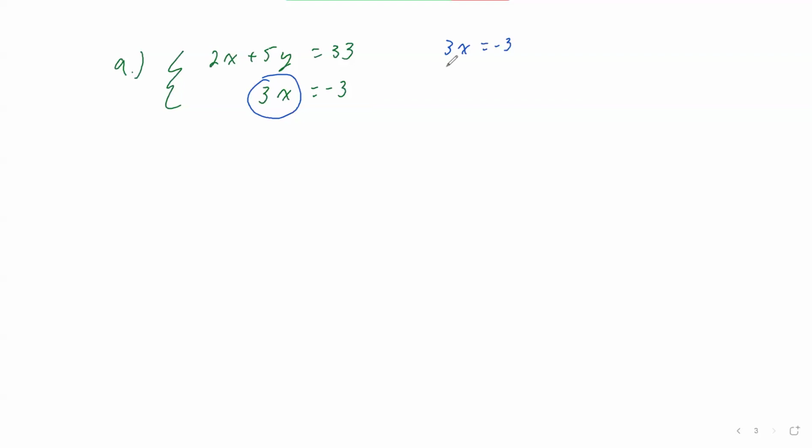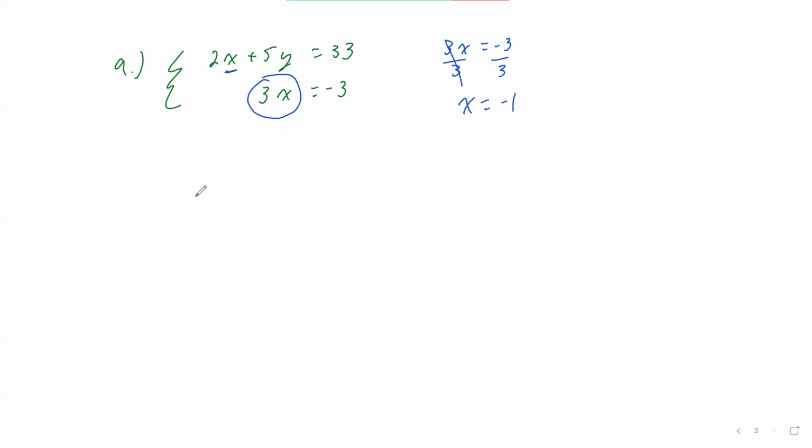Not number 9. No, it is. It's number 9. Let's look at one like this. 2x plus 5y equals 33. And then we have 3x equals negative 3. Obviously, in this one, I believe the 3x is the easier one, so I don't have to do any subtraction. So I'm going to take the 3x equals negative 3, divide by 3, and x equals negative 1.